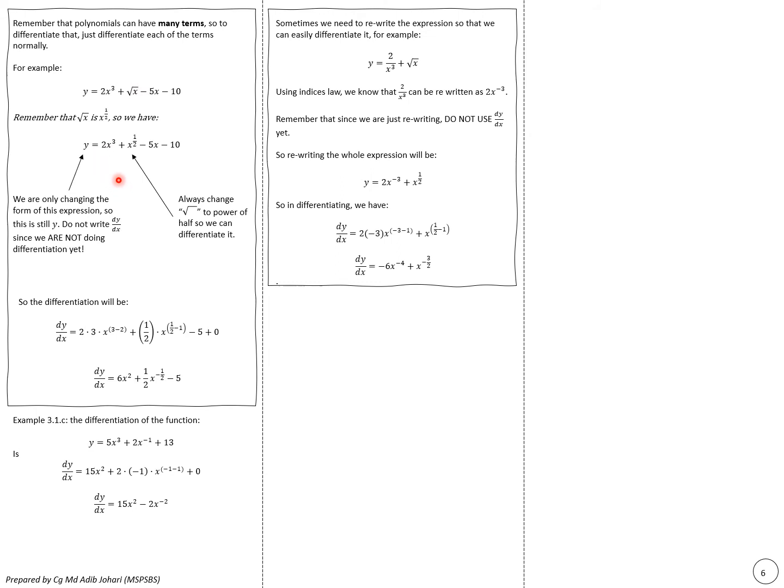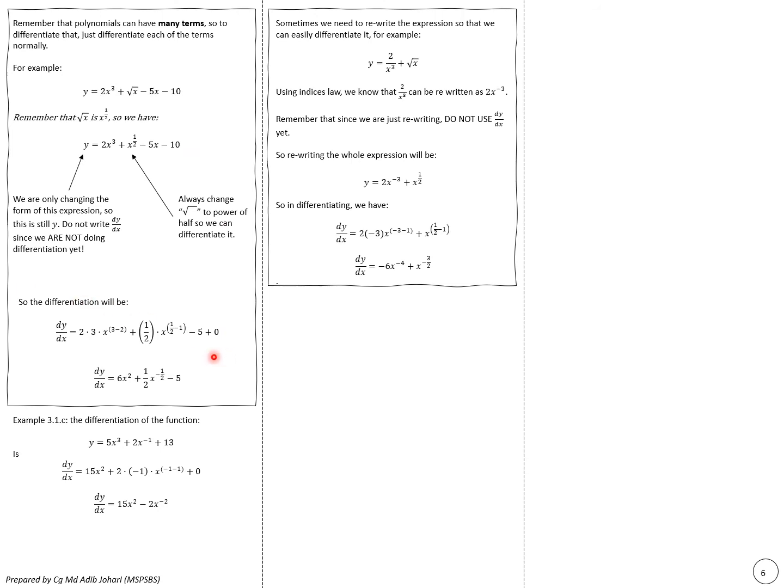For example, 2x cubed, if you differentiate it, you'll get 6x squared. Square root x is the same as x to the power of half. You always try to change square root into the power of half. So x to the power of half, if you differentiate it, you'll get half x to the power of minus half. You can try to understand the working here if I'm going too fast. Then minus 5x, if you differentiate it, becomes minus 5. And then 10, if you differentiate it, becomes 0.